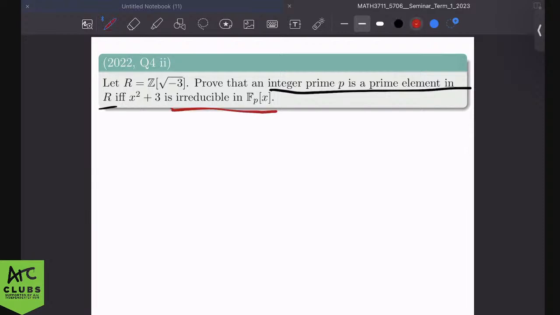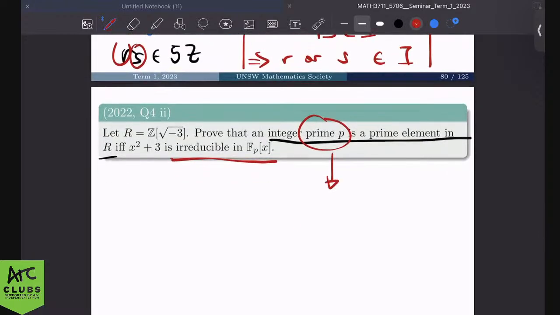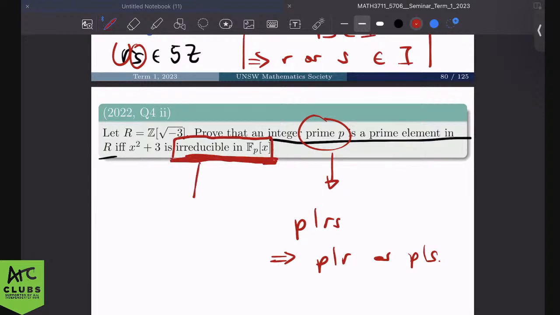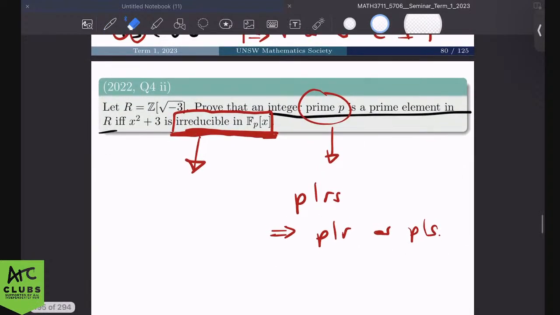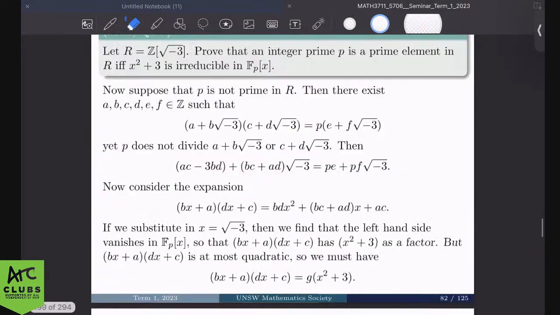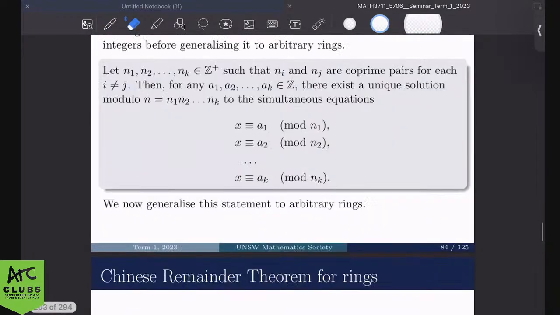And there are a lot of definitions here, but let's remember what prime means. So prime means that if p divides rs, then that means that p divides r or p divides s. Okay, and irreducible is something we'll learn later, but basically irreducible means that you cannot factorize it. Oh, we'll talk about it. Well, maybe I'll just scroll down for a bit. We'll talk about this before we actually go through that.